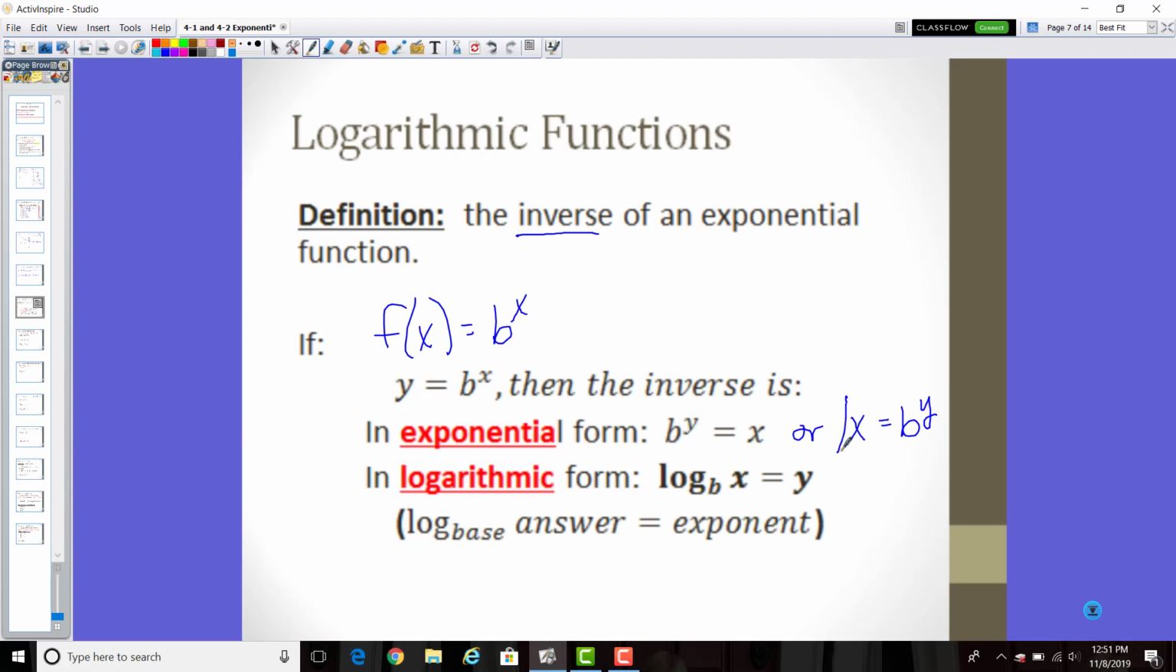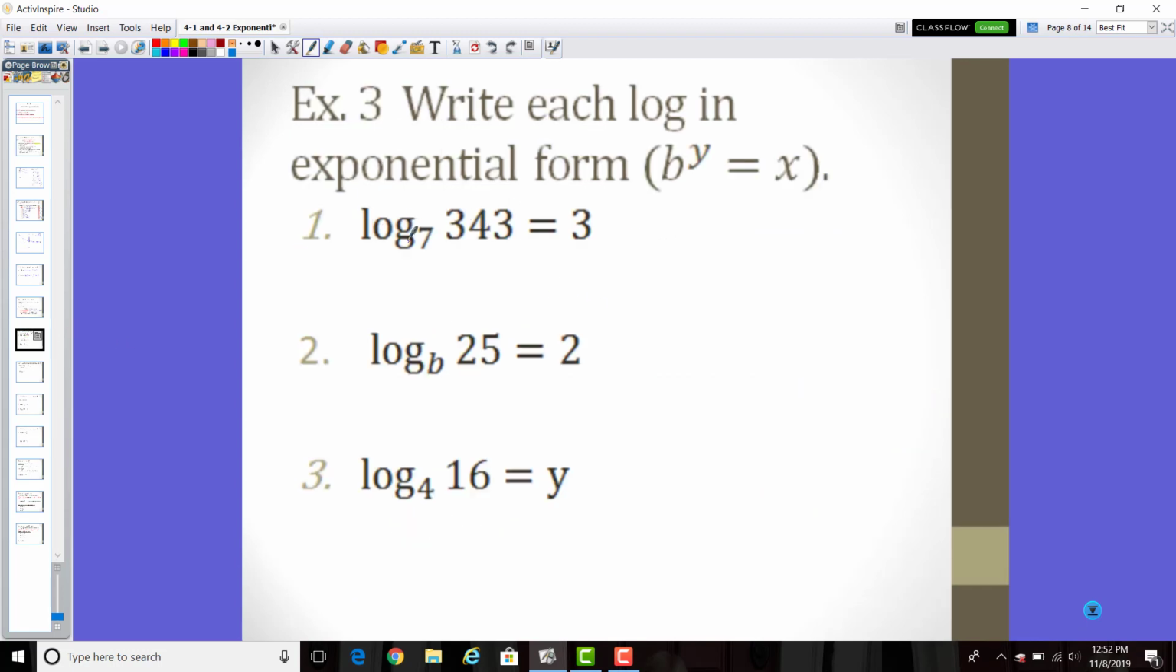Now this, written as a log, we call this log base b, because our base of the exponential term is b, of our answer x will equal our exponent of y. We're going to have to work back and forth between these two terms, not only to find the values of logs, but also to help us solve equations later on down the road. Okay, so let's try working back and forth here. We're going to start with our logs and work it back into exponential form.